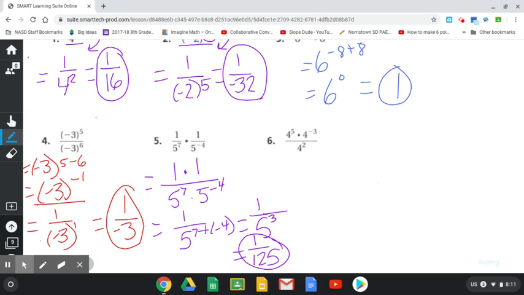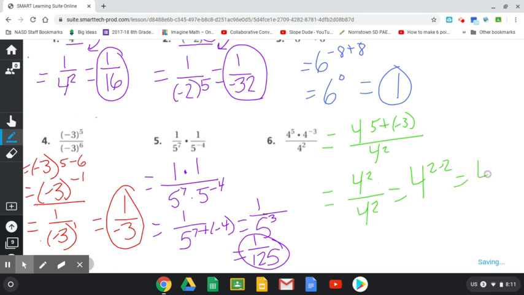Okay, for this first one, I need to rearrange this, so I'm going to do the top part first. So I have 4 to the 5 plus negative 3 over 4 squared. 5 plus a negative 3 is going to give me a 2. So I have 4 squared over 4 squared. That gives me 4 to the 2 minus 2, which is 4 to the 0. Any number raised to a 0 power is 1.